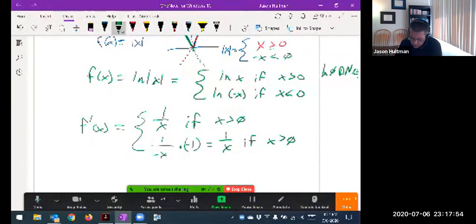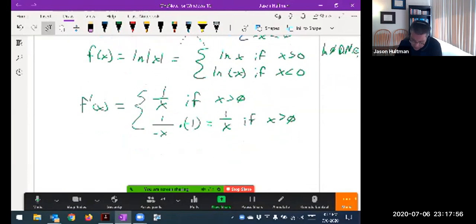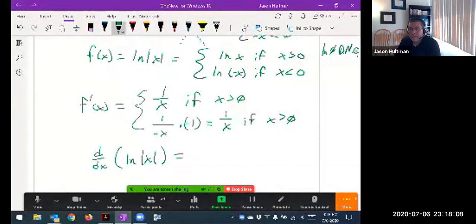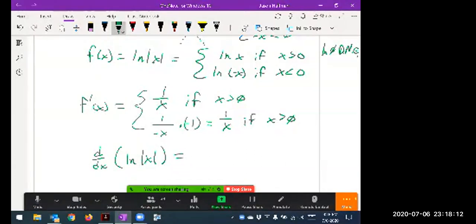Okay, what does that tell me? That tells me that the derivative of the natural log of absolute value of x is equal to what? 1 over x.